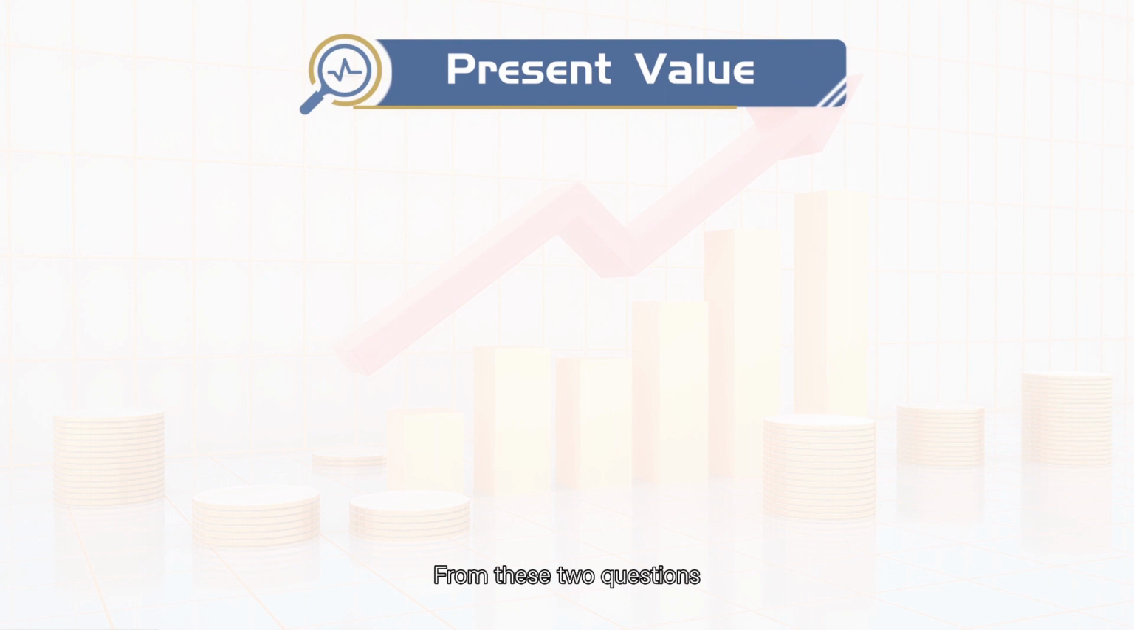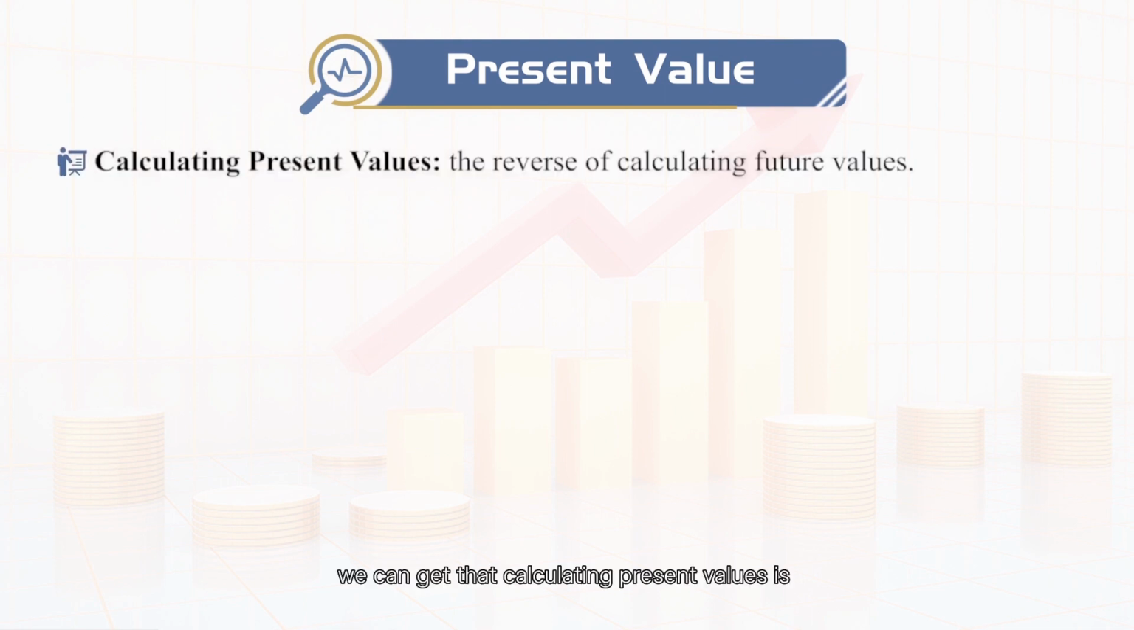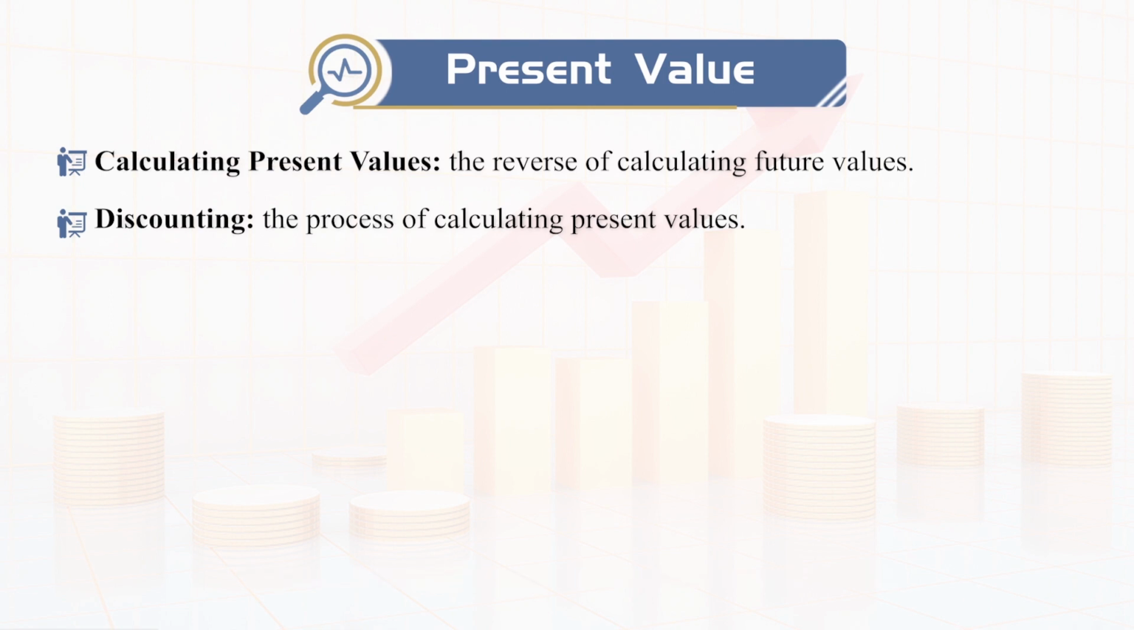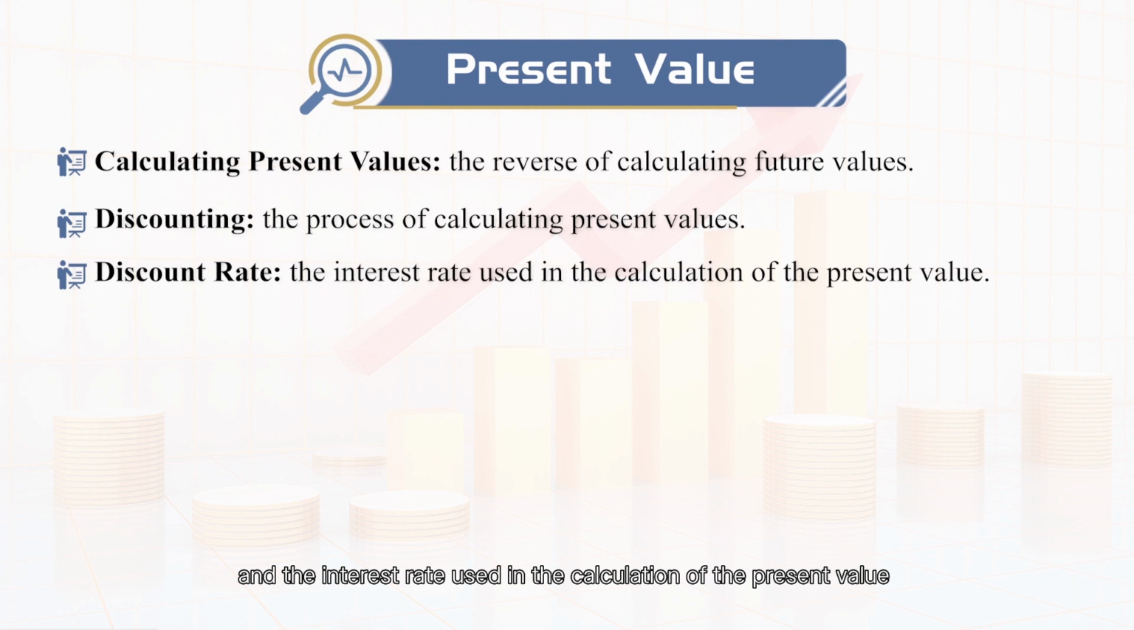From these two questions, we can get that calculating present values is the reverse of calculating future values. That is, in order to have a certain amount in the future, calculating present values tells us the amount we would have to invest today. The process of calculating present values is called discounting, and the interest rate used in the calculation of the present value is often referred to as the discount rate.